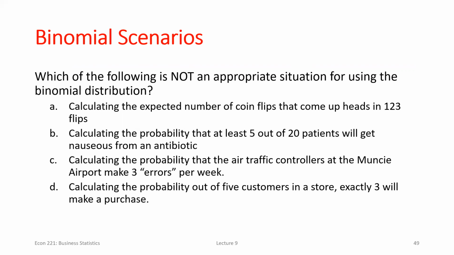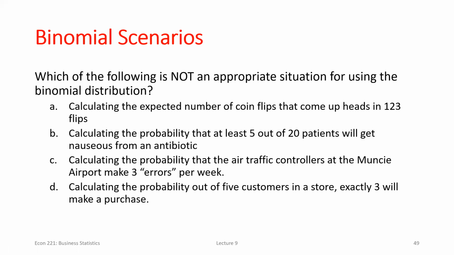What about calculating the probability at least 5 out of 20 patients get nauseous from antibiotic? Well, if I have the underlying probability that when someone takes this drug they get nauseous, right? My probability of success there would be the same across people. I've got 20 total people, and I want to find the probability that I see at least 5. So probability of 5 plus the probability of 6 plus 7 all the way up to 20.